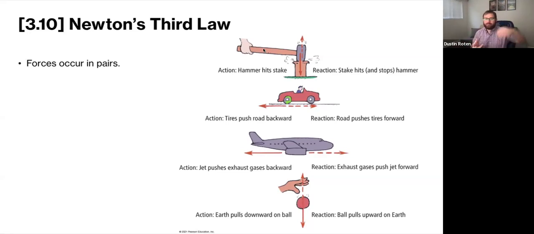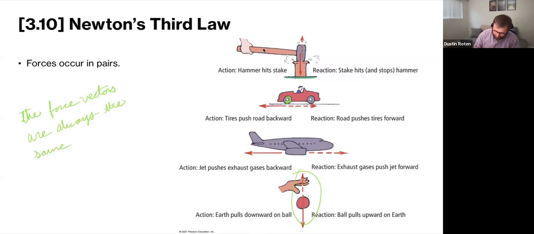The point is, with all of these interaction pairs, the force vectors are the same length. Force vectors are always the same length, but opposite direction.